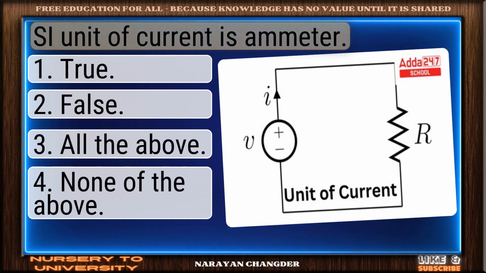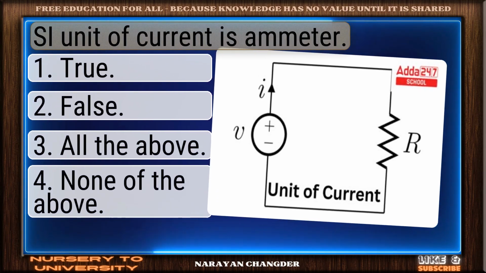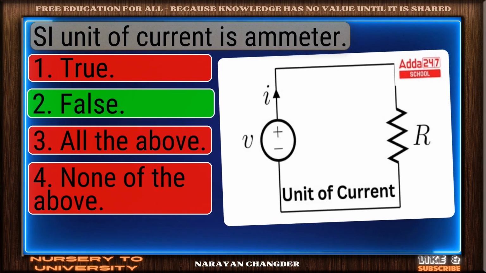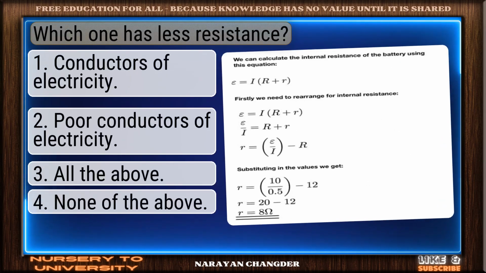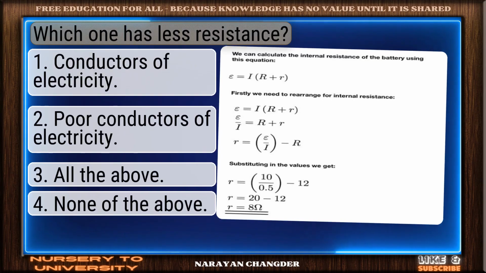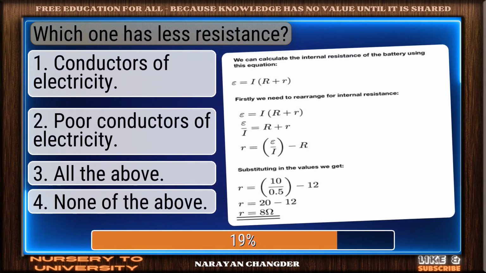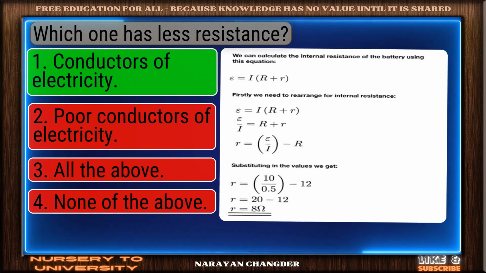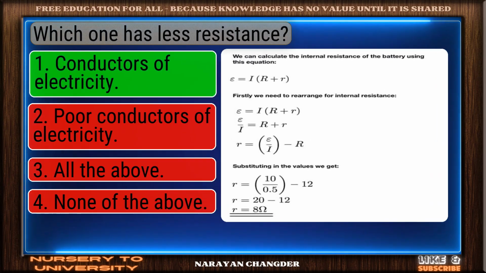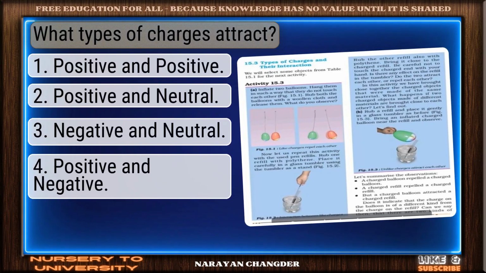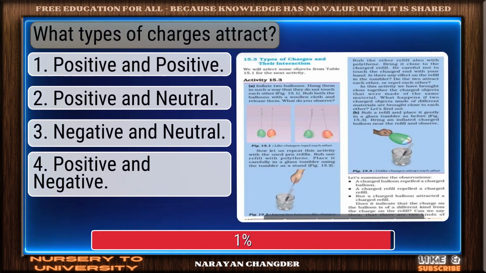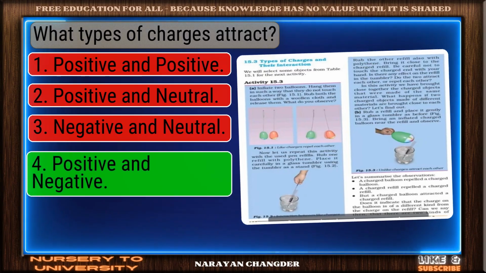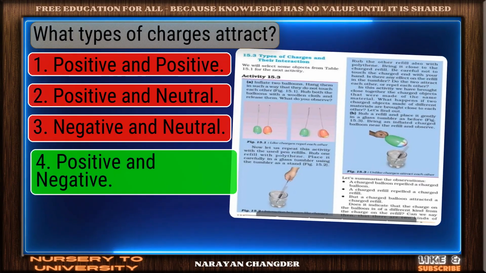Question number 228. SI unit of current is ammeter. Sharp thinking. False is the right choice. Question number 229. Which one has less resistance? Correct. Conductors of electricity is the right answer. Question number 230. What types of charges attract? You got it. Your choice, positive and negative, is right.